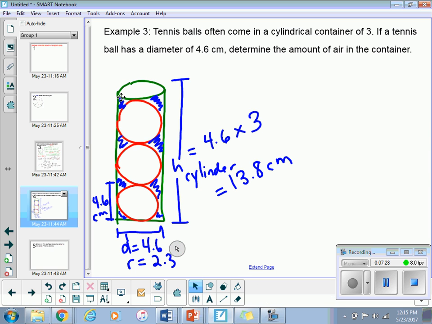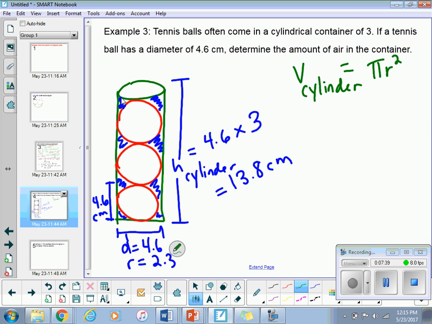Now, if you take a look at your pink sheet, to calculate the volume of a cylinder, you need pi r squared times height. Why do we need the volume of the cylinder? Well, if we can figure out the volume of the cylinder, and we know the volume of each tennis ball, then we can find out all the volume that's left for the air to fill in.